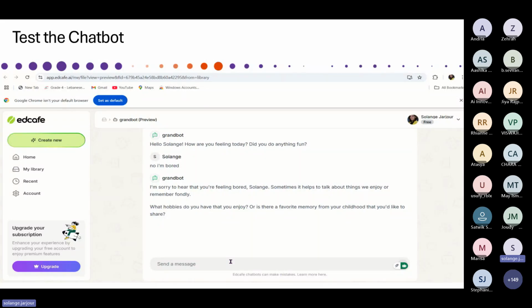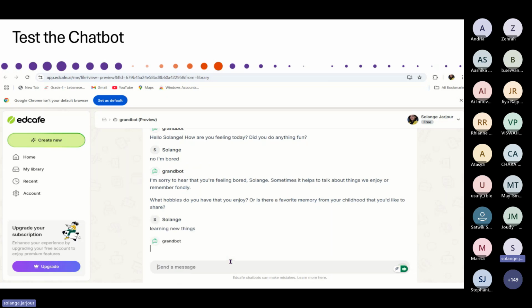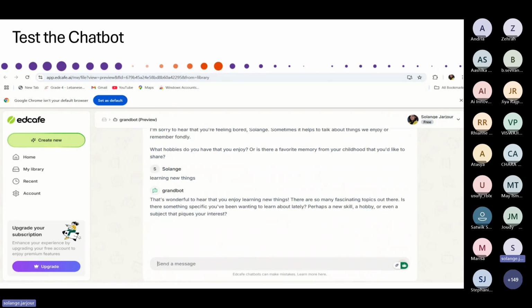So in creating a chatbot, we don't stop at creating the chatbot at the first stage. It is iteration. We always do testing and we add more and more to the knowledge base.